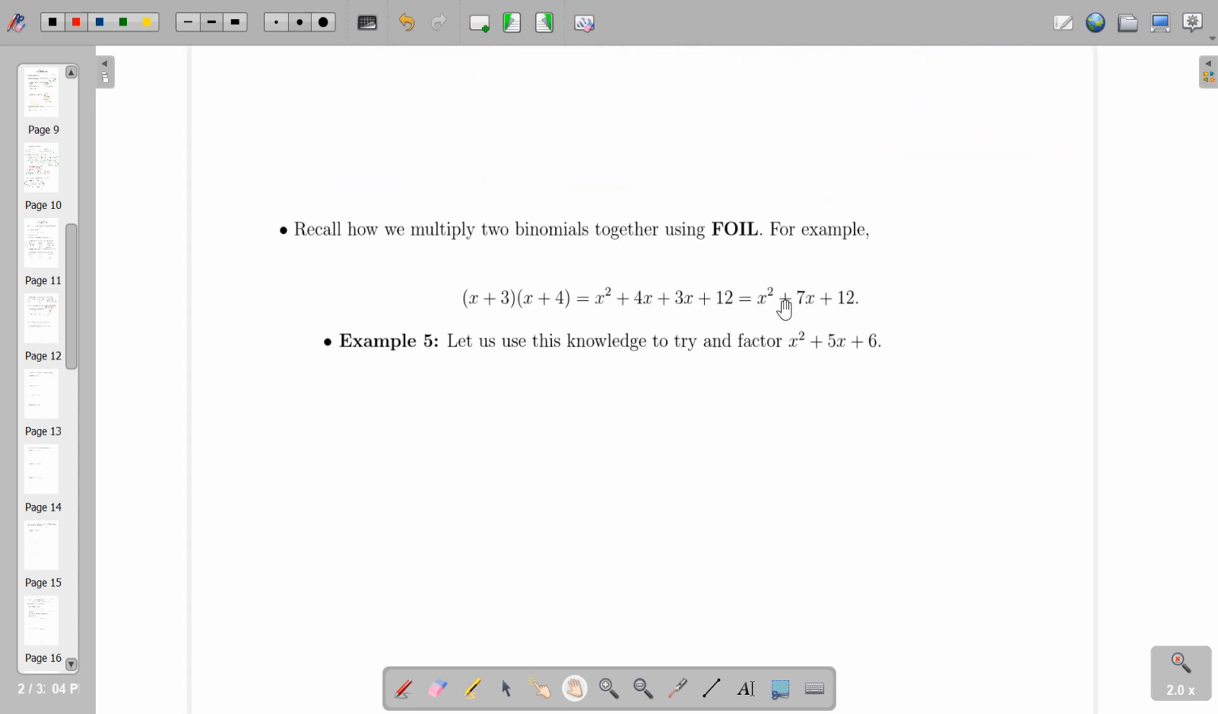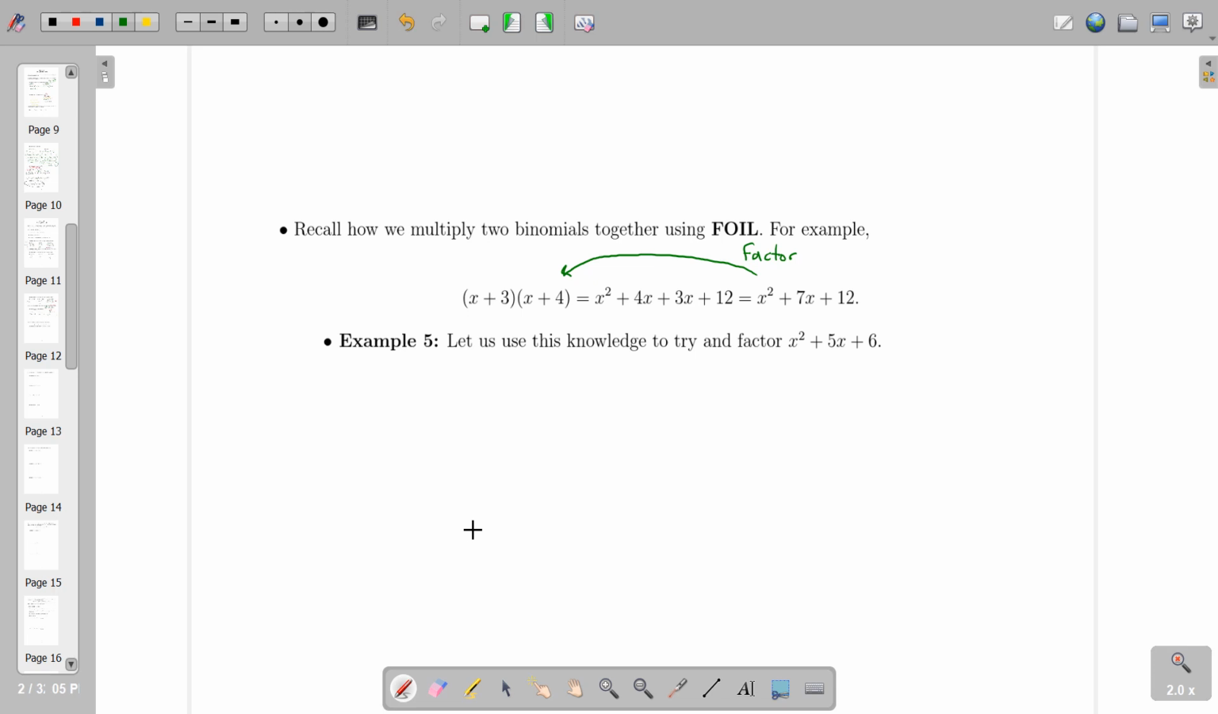If I see something like x squared plus 7x plus 12, maybe I can go back this way to where I started, right? So even though I look at x squared, 7x, and 12, and I see there's no common factor, what we're going to try to do is go from there to there, and we're going to call that factoring as well.